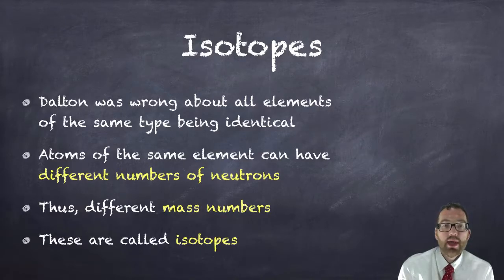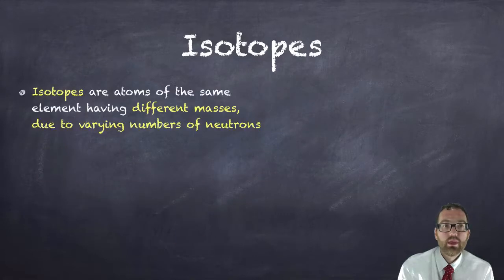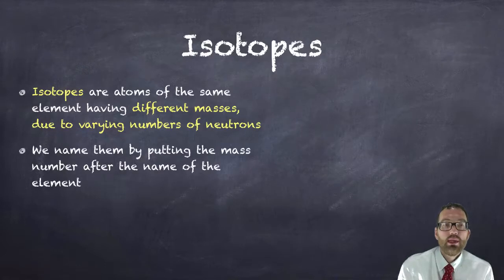Elements that have different mass numbers due to different numbers of neutrons are called isotopes. An isotope is an atom of the same element. It's the same element because it has the same number of protons, but it has a different mass due to varying numbers of neutrons. So we name isotopes by putting the mass number after the name of the element, like hydrogen 1. This is an isotope of hydrogen that weighs 1. And it would look like this. It would have 1 electron, and hydrogen would have 1 proton, which is why it weighs 1.